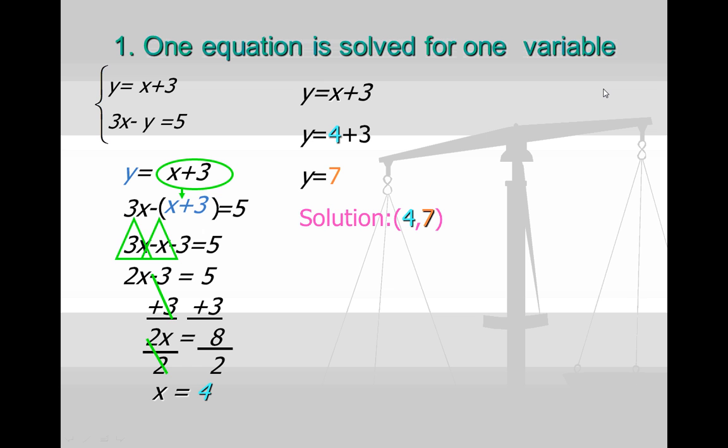My solution is the x number and the y number, 4, 7. That's what we're looking for. See, we have two equations, and we're looking to find the solution. The solution is where the two lines intersect.